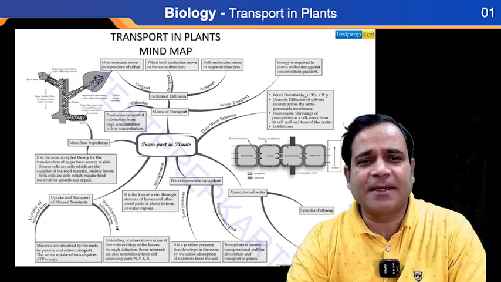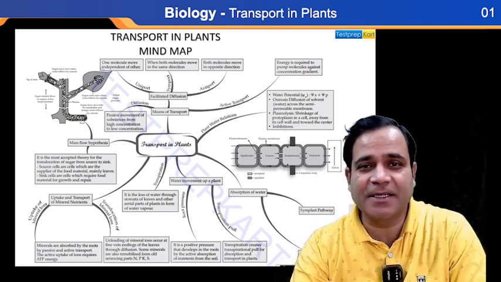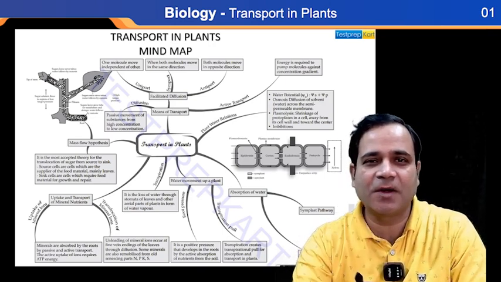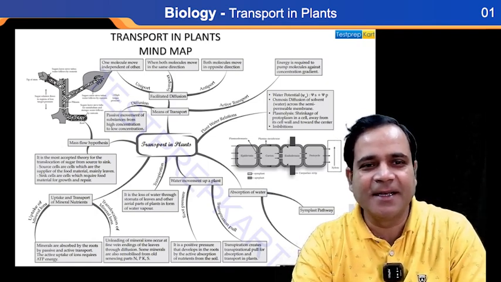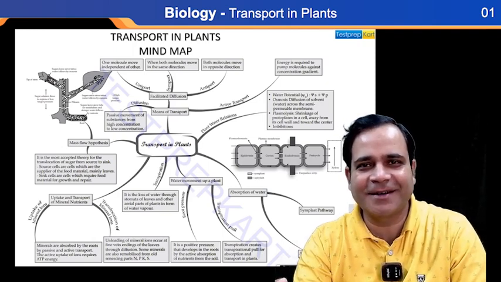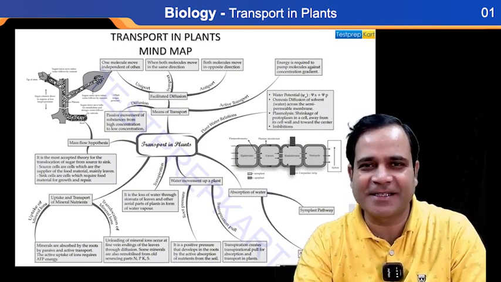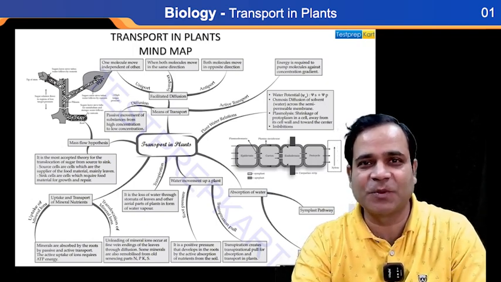So let me start. You all know this is a mind map. Here we only give you concise points of whatever is given in your NCERT, right? Now, are you all ready to start?